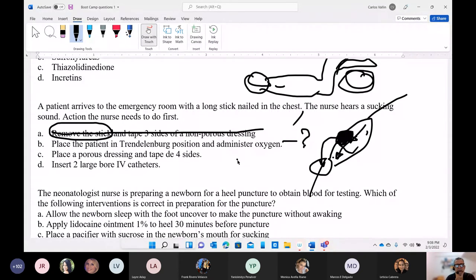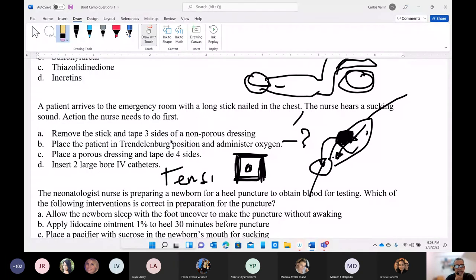Okay, what happens if you have a client with a sucking wound in the chest and you place a tape on the four sides? What can happen? Tension pneumothorax. Tension pneumothorax. That is the reason for which it should be taped only on three sides. If you tape only three sides, then you allow the air to leave on the side that has not been taped. Okay, so if you have a dressing here, when the patient breathes in and the dressing is non-porous, the wound sucks the dressing into the hole and air doesn't enter.